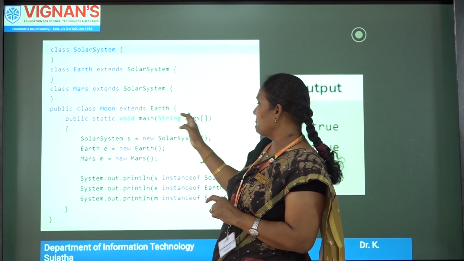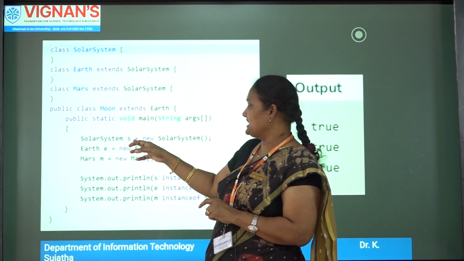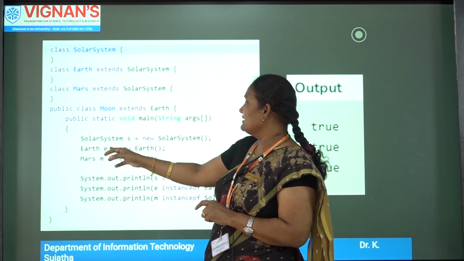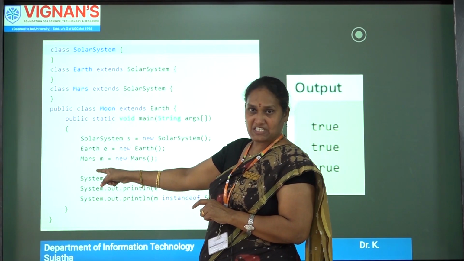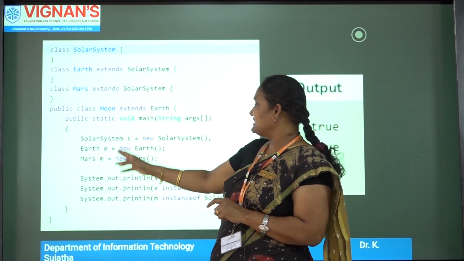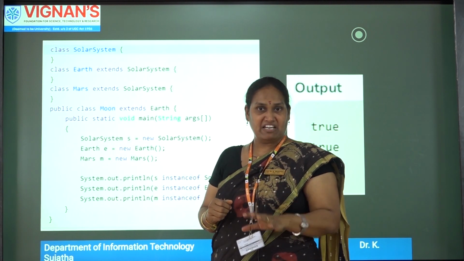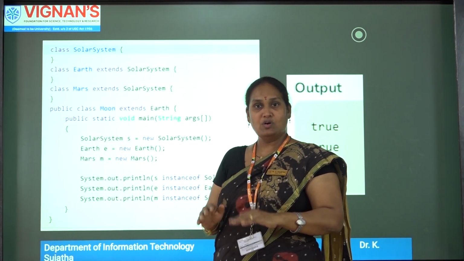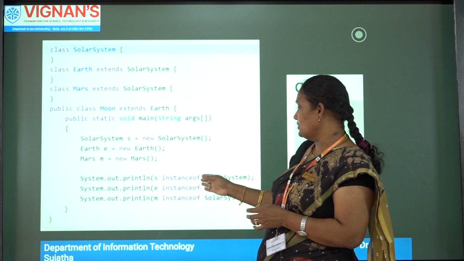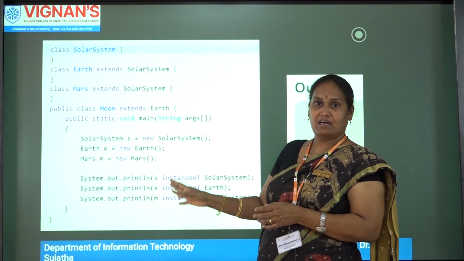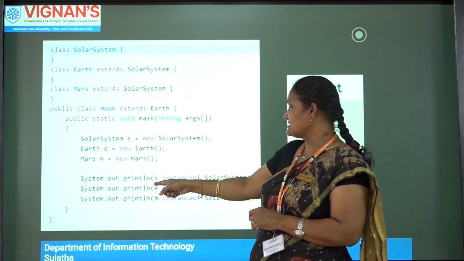Now here I have written a main method within this subclass, and here I have created an object for Solar System, an object for Earth class, and an object for Mars class. With these three objects, I want to access whatever methods and variables are present in those classes. Now here I just want to know whether that instance is present or not, for simplicity. Now here I have written a print statement.